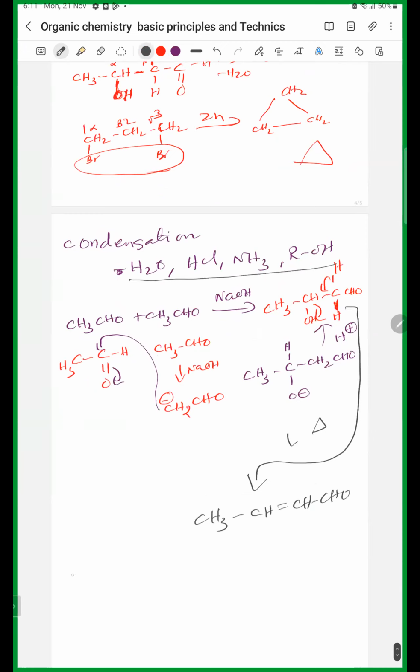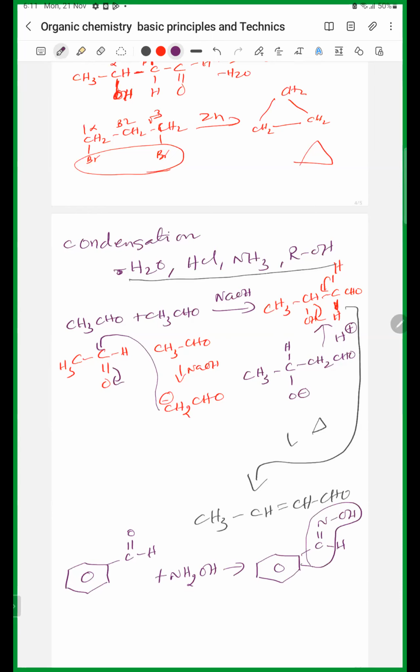Another simplest example for the condensation reaction, you can take benzaldehyde. When it reacts with hydroxylamine, it gives the oxime. So in this oxime, what happened is this H2 and O will go as a water molecule. The mechanism we will learn later, but this is called a condensation reaction. These are the types of reaction.